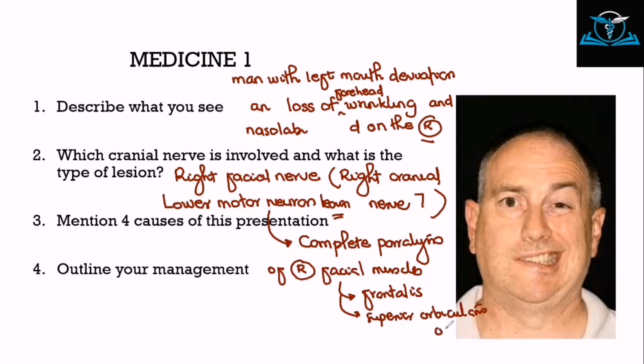orbicularis oculi. Okay. If it were upper motor neuron lesion, the patient would have been able to wrinkle this and would have been able to close the eyes a bit. But the fact that all of them are paralyzed, the complete paralysis of all the facial muscles, such that the frontalis cannot even work, the superior orbicularis oculi cannot work, that is what makes it a lower motor neuron lesion, isn't it? It means that for question 3, if you are answering, then the causes should only be lower motor neuron lesion cause of what? Facial nerve palsy.